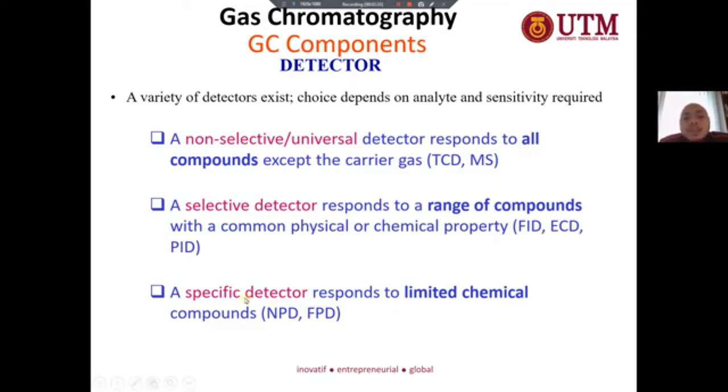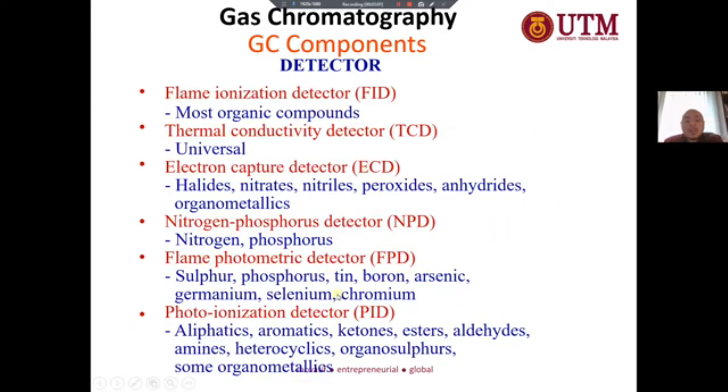A specific detector responds to limited chemical compounds. It's made very specific. For example, NPD and FPD. NPD is nitrogen phosphorus detector. It means that it can only detect the compound that contain N, nitrogen and phosphorus. For FPD, it can only detect the compound that have the I'm not sure about F, but P is for phosphorus. Later on we will check about that.